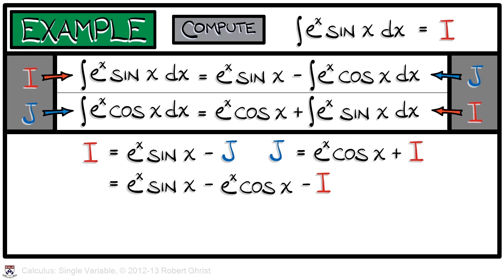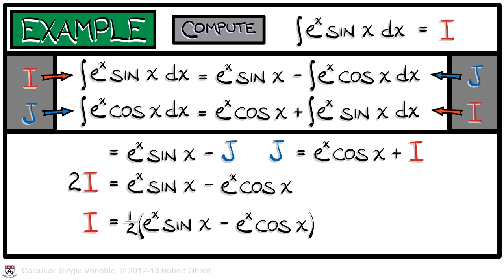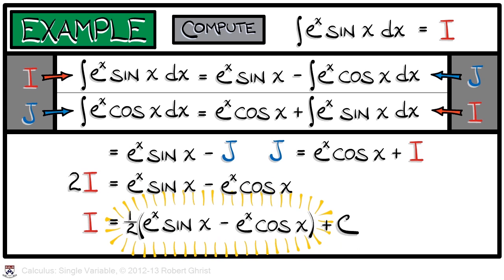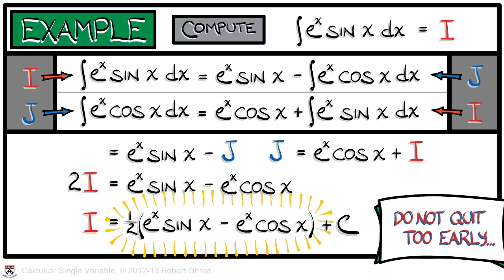Be careful with your signs. In this case, solving for I yields an answer. It yields 1/2 quantity e to the x sine of x minus e to the x cosine of x. So, with two applications of integration by parts, we can solve this problem. The moral is, don't quit too early.